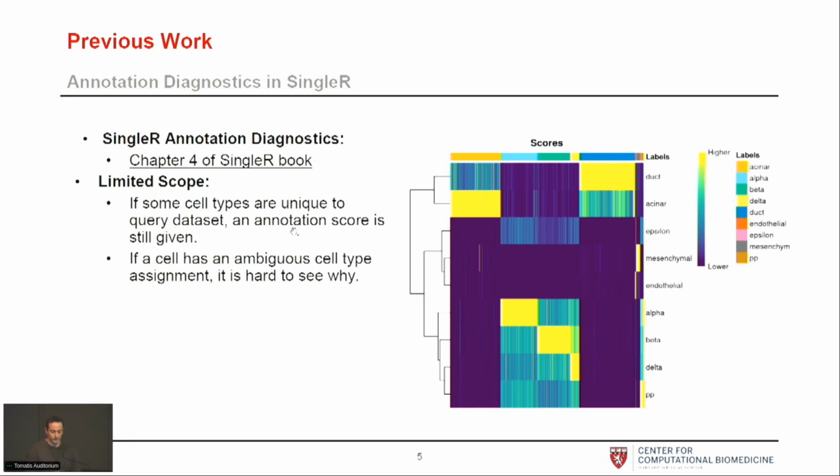First, if some cell types are unique to the query data set, you'll still get an annotation and an annotation score. And then in the case that you have an ambiguous cell type annotation or a low score, it doesn't tell you why, right? You can't really visualize, in a reduced dimensional space, why the cell type might differ from the existing cell types in your reference data. So the goal here is to develop statistical methods that can tell you whether things are well aligned and whether you have mislabeled cells in your query data set.